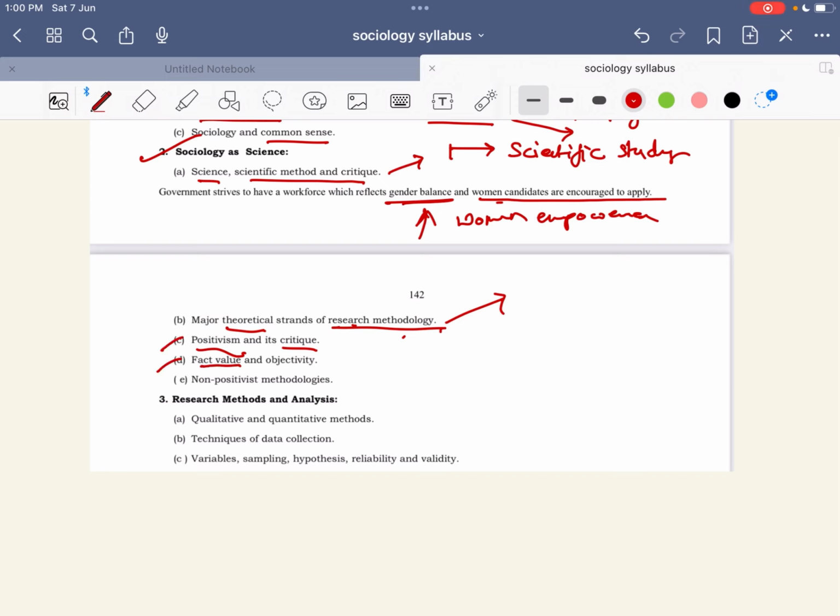Then there is fact, value and objectivity. Okay, and see, this is objectivity.